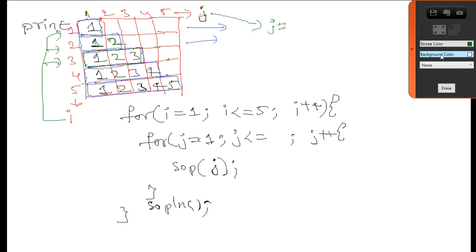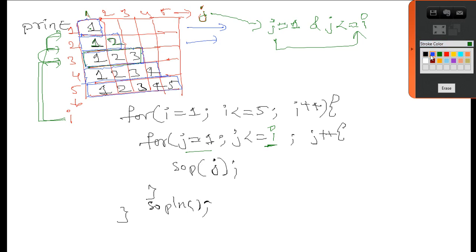So j should be 1, and j should be less than or equal to I. So j should run up to what? I only. I means row number. How many columns you are printing depends upon the I. I means row number. That depends upon the row number. Therefore j is equal to 1, j is less than or equal to I. That is what you have to do.